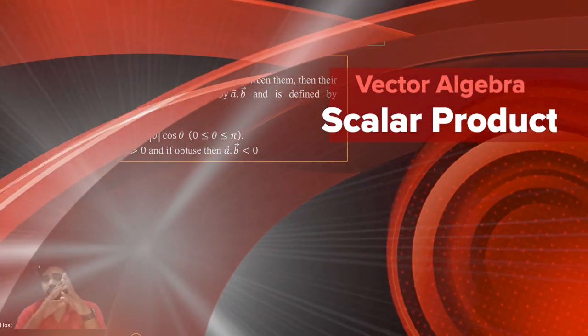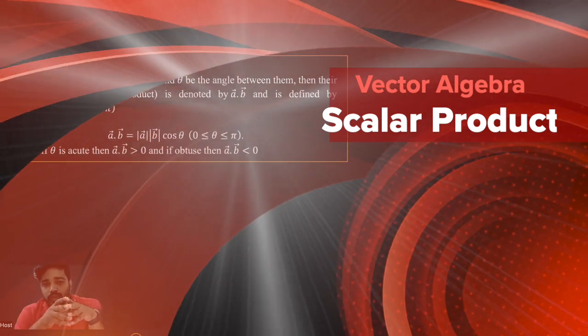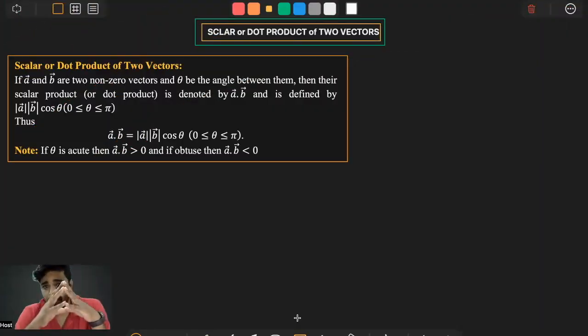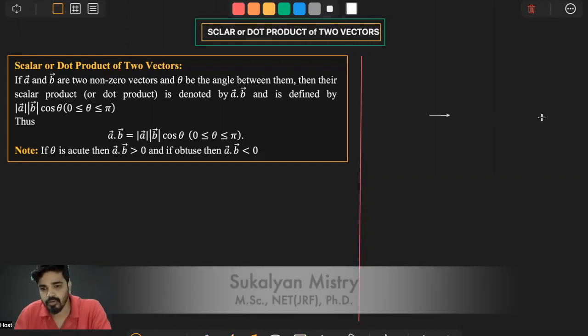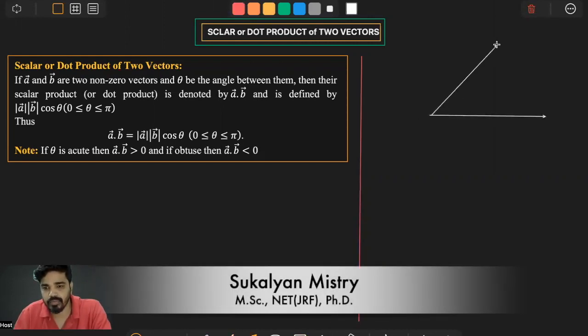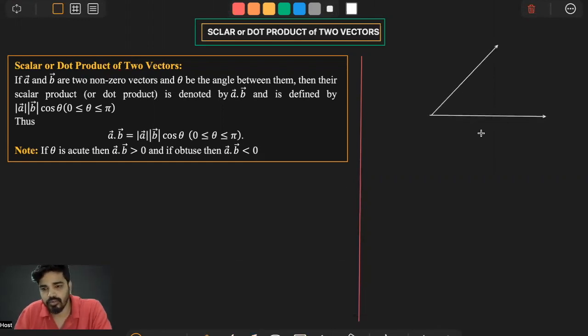Today's topic is scalar or dot product of two vectors. So first, what is the definition of scalar product or dot product? Suppose we have two vectors A and B. This is the vector A and this is B, and let theta be the angle between A and B.